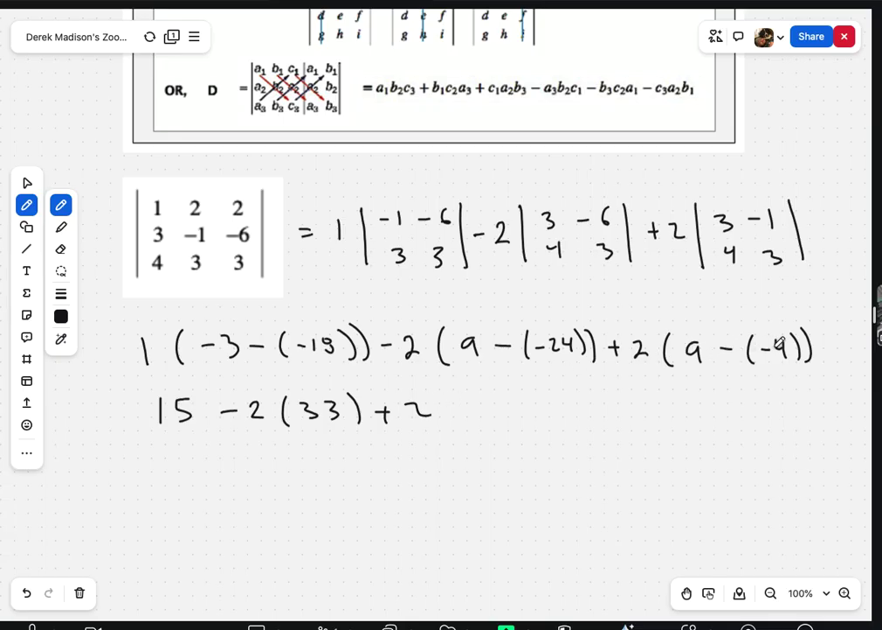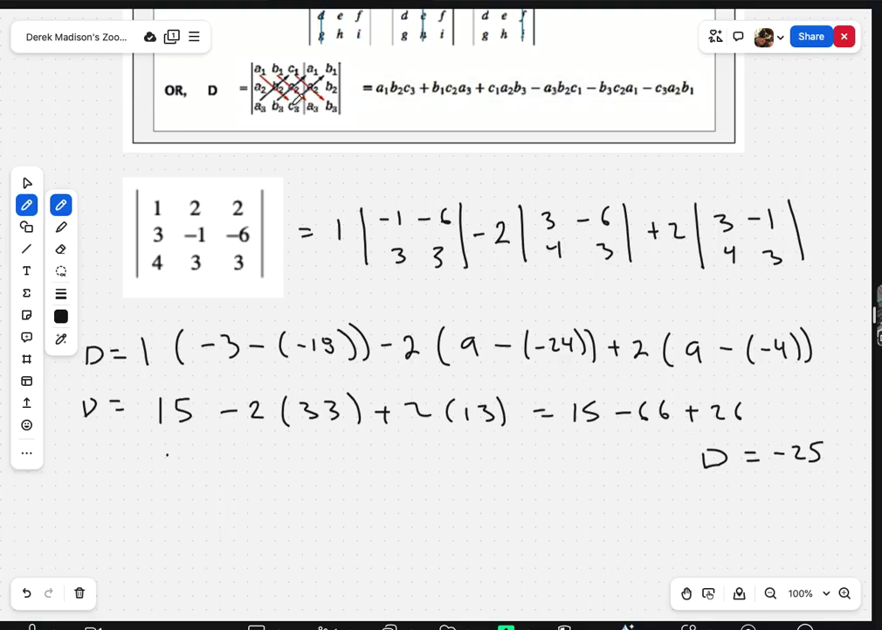And then 2 times, that would be 13. And so then, sneak over here. So 15 minus 66 plus 26. And I should be writing d equals. I'm really bad about that. And so down here, d equals, that would be negative 25. So that is one way.